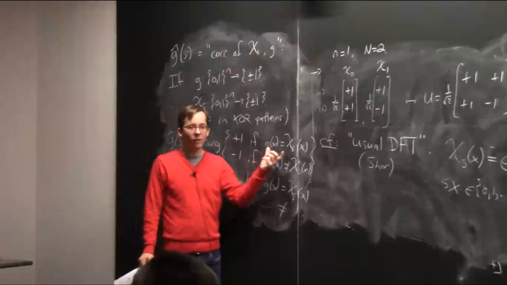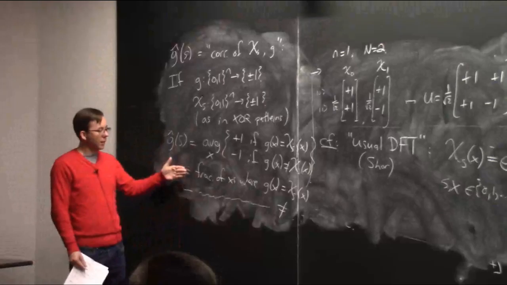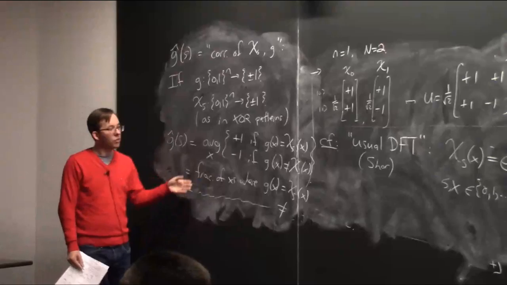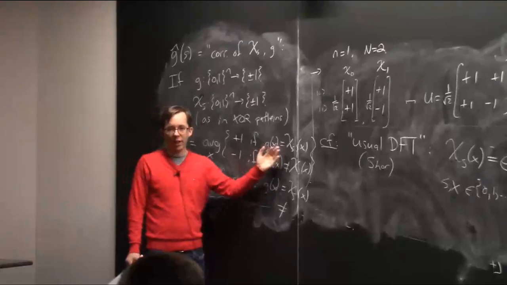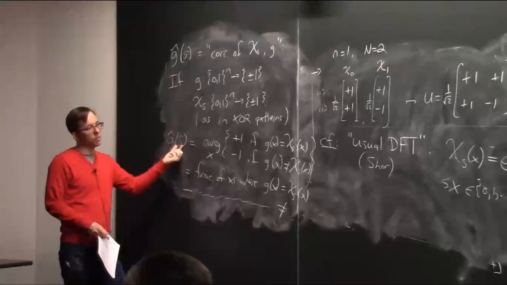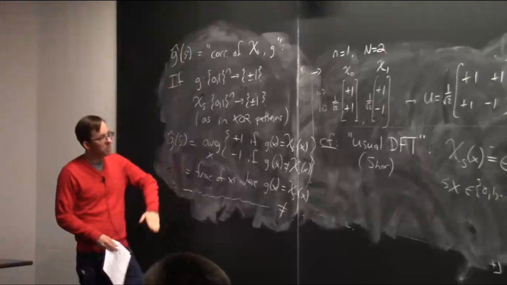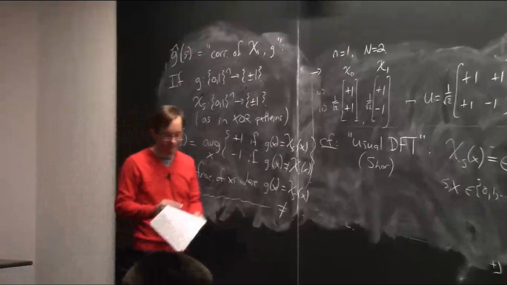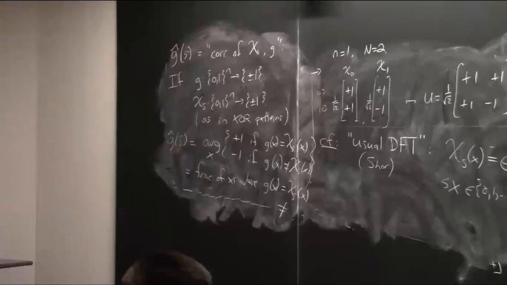Okay, so this is really great. It's the difference of these two fractions. It's a number between minus one and plus one. It's plus one if g and chi s are literally the same function. It's minus one if g is literally the negation of chi s. And in general, it's supposed to measure the strength of this chi s XOR function as a pattern in g. It goes up linearly from minus one to one depending on what fraction of entries in their truth tables they agree on. Okay, so it's a very sensible quantity.